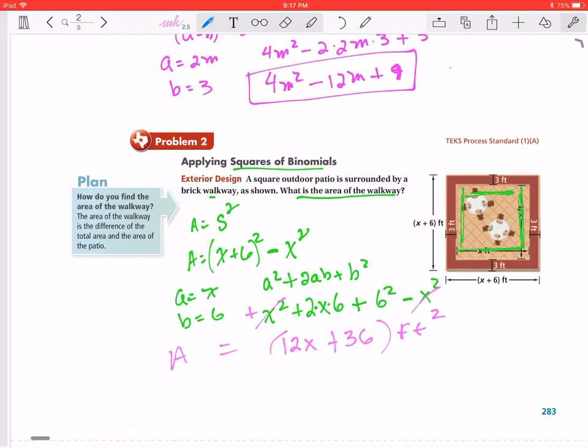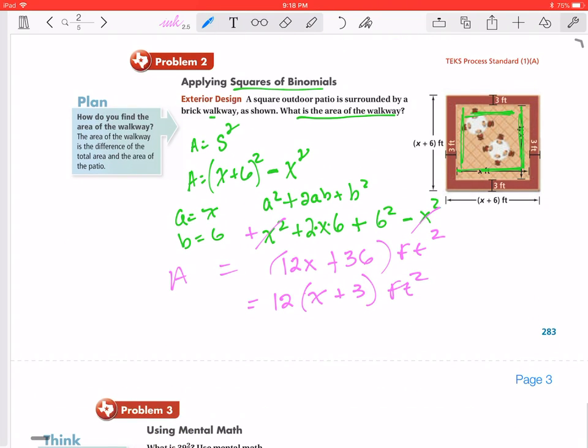I can also simplify this a little bit more because I know that 12 is a common factor of 12x and 36. So I would reduce this to 12 times x plus 3 feet squared. When we start talking about it in terms of a graph, there's just a little extra for some of you who can go a little bit further in terms of finding the zero of a quadratic. This will kind of give you a preview.